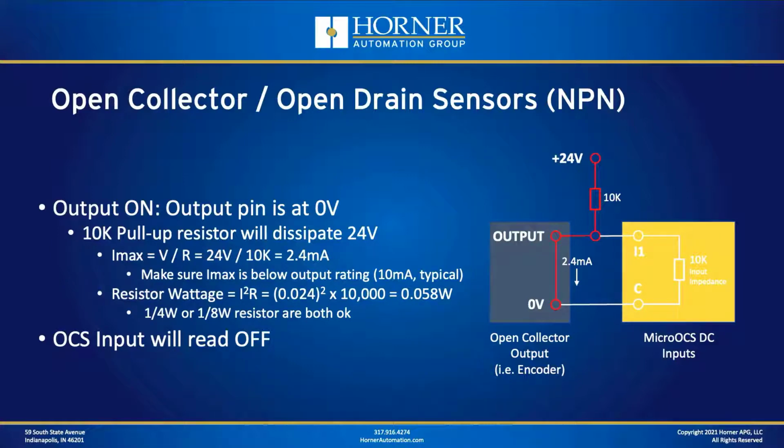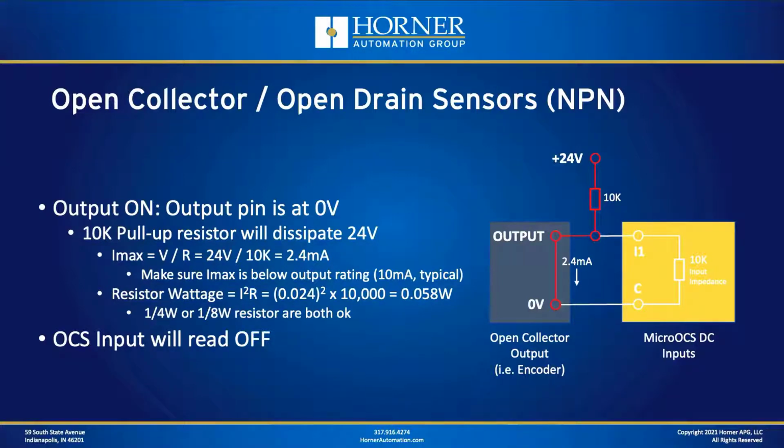It effectively bypasses the OCS input and goes straight to ground, and that 10K pull-up resistor is going to dissipate the entire 24 volts. A couple of things we want to check here to make sure that everything's the way we want it.